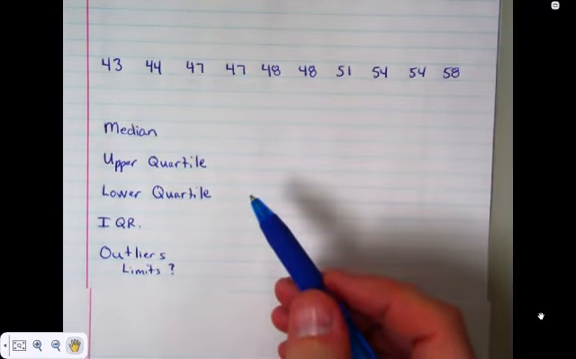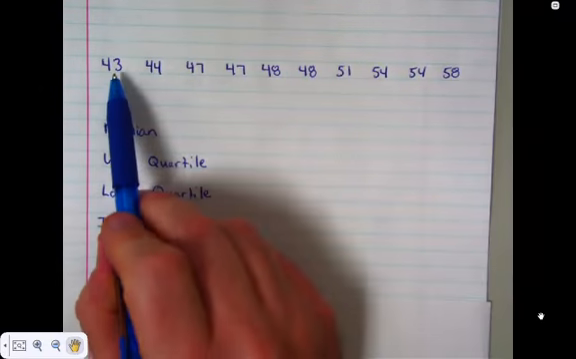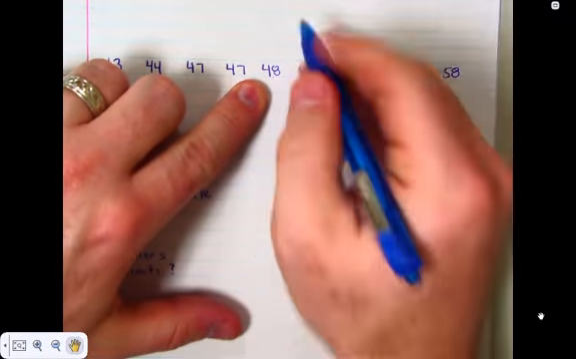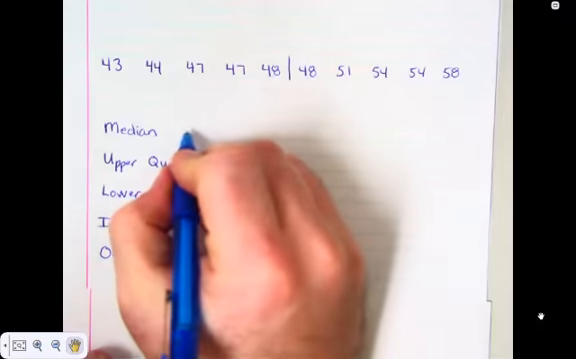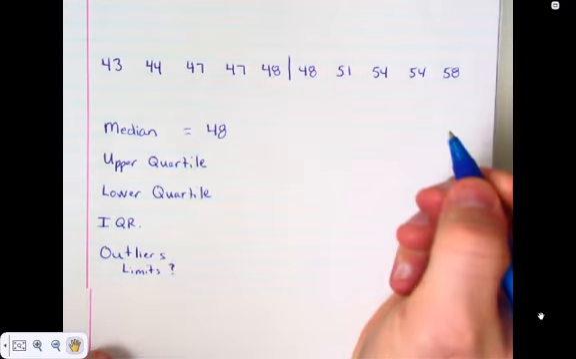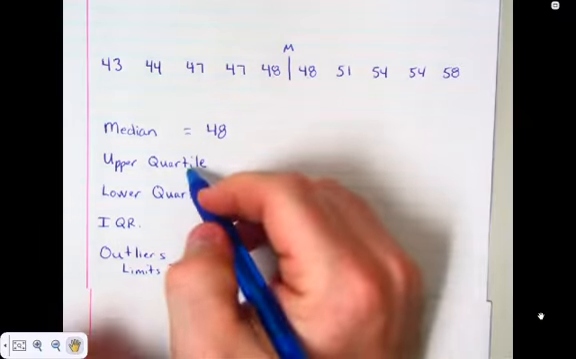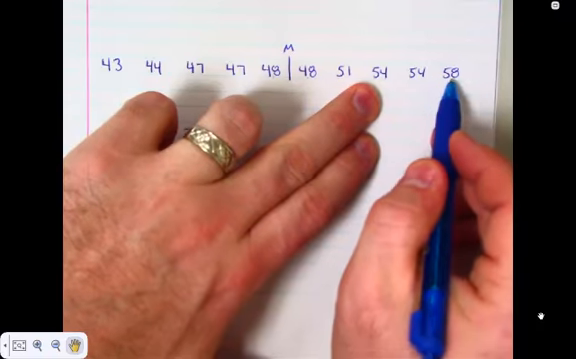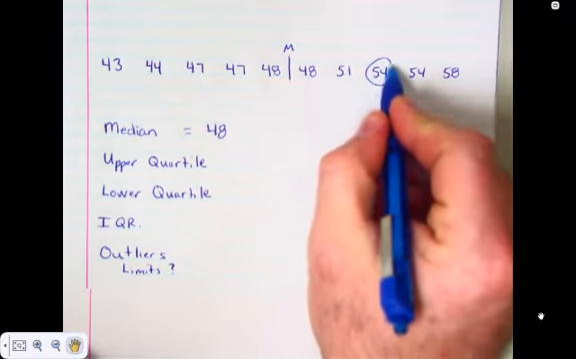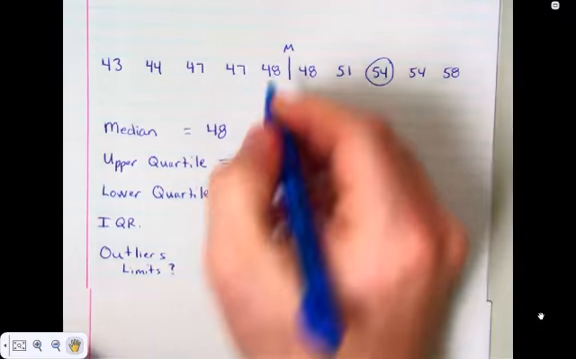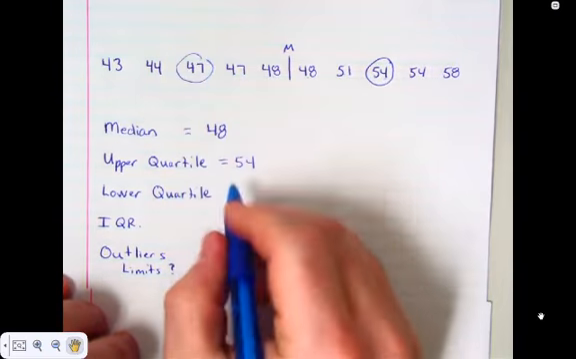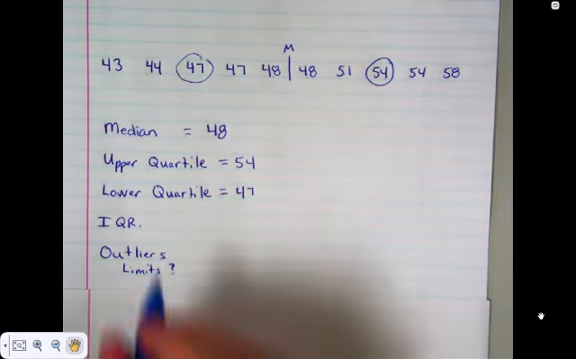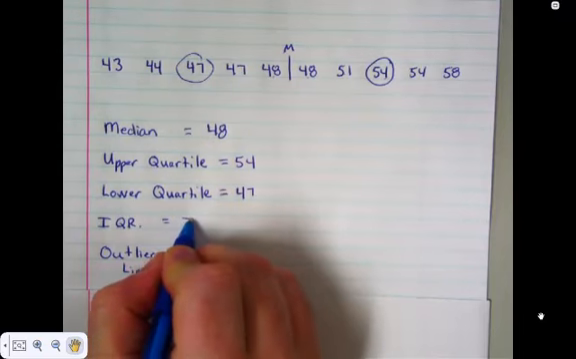So first we need to find the median. Because there's 10 numbers, I'm going to count in 1, 2, 3, 4, 5, and 1, 2, 3, 4, 5, and my median is right here at 48. So my median is 48. Okay, and I'll put the M above there. My upper quartile, I need to use my upper half, and I count in 1, 2, 3, and I count back 1, 2, 3. So my upper quartile is going to be my 54. And then my lower quartile, I count in, and that's going to be 47. Okay, if you remember, interquartile range is 54 minus 47, so my interquartile range is 7.